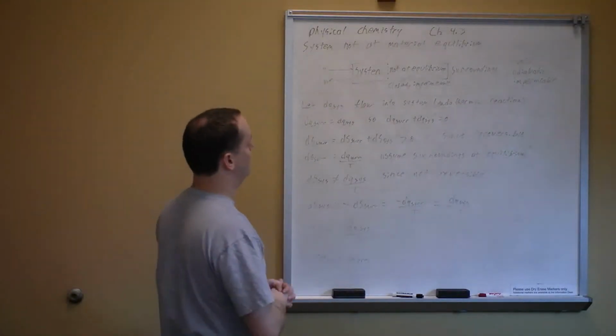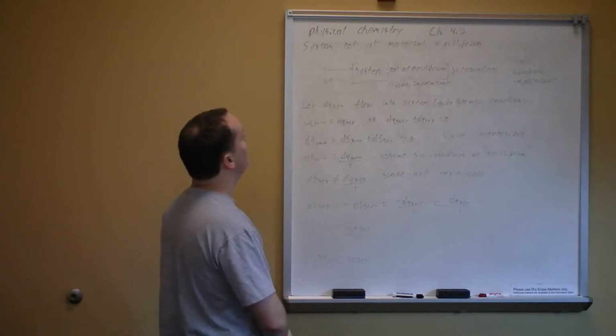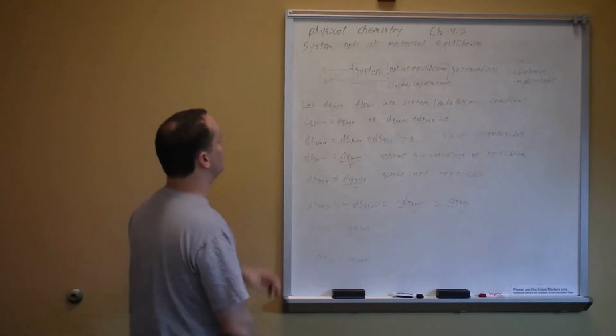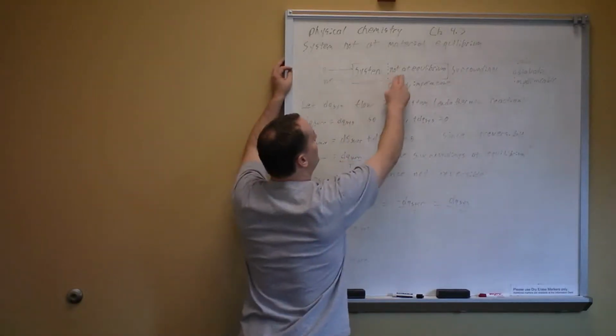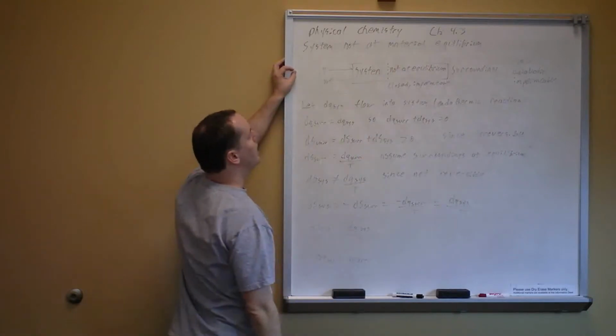Continue on, physical chemistry, chapter 4, section 3. So what happens if we have a system that is not at material equilibrium? So here's our system. The dotted line here means we're not at material equilibrium. Something's going to go on in here.